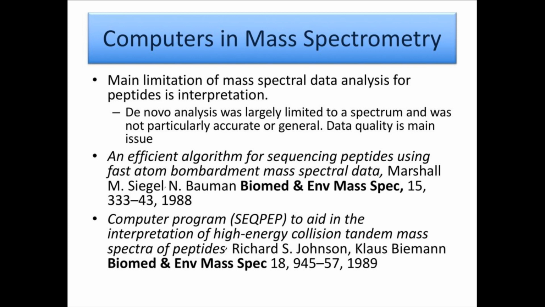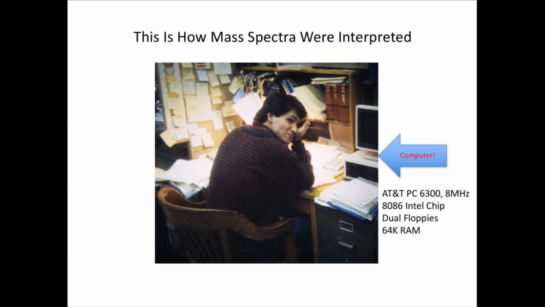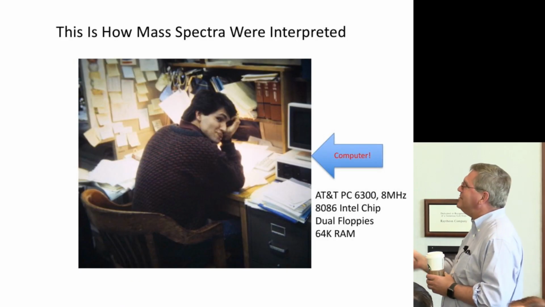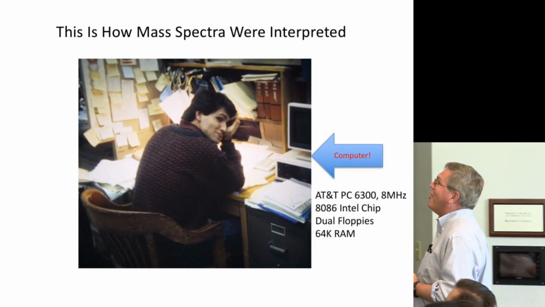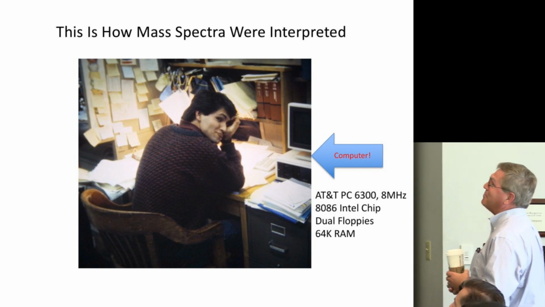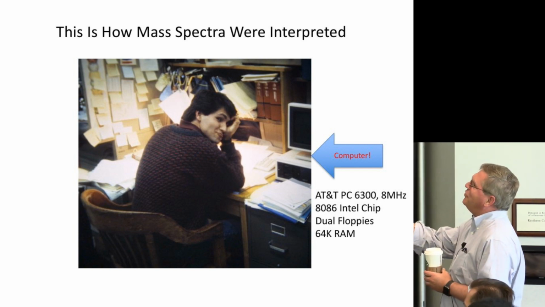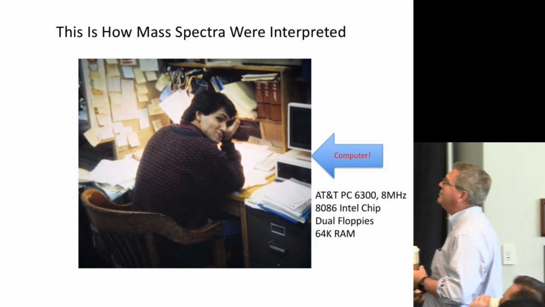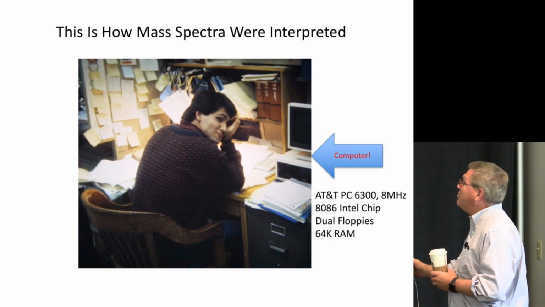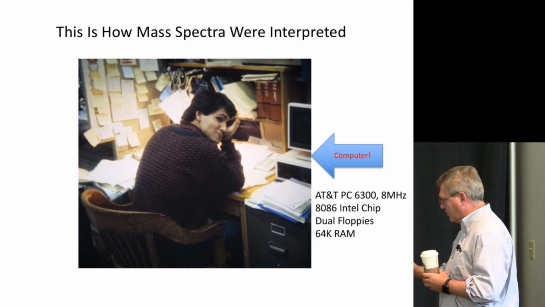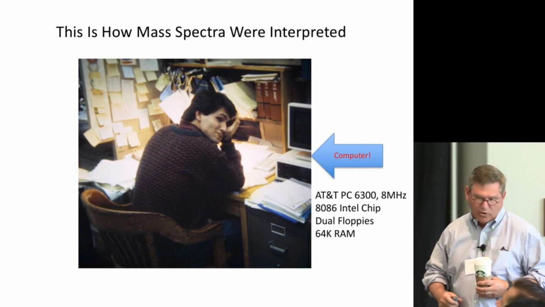But this is mostly how mass spectra were interpreted. You'll note that there's a PC here. I was in graduate school, and my wife kindly let me buy a computer. It's an AT&T PC 6300, 8 megahertz, 8086 Intel chip, dual floppies, 64K of RAM. So this was a smoking computer at the time. I had to have the dual floppies. And then this is the literature right here on how to actually operate the thing. But you'll note that I'm sitting there trying to interpret tandem mass spectra. So I was motivated to find a better way to do this.